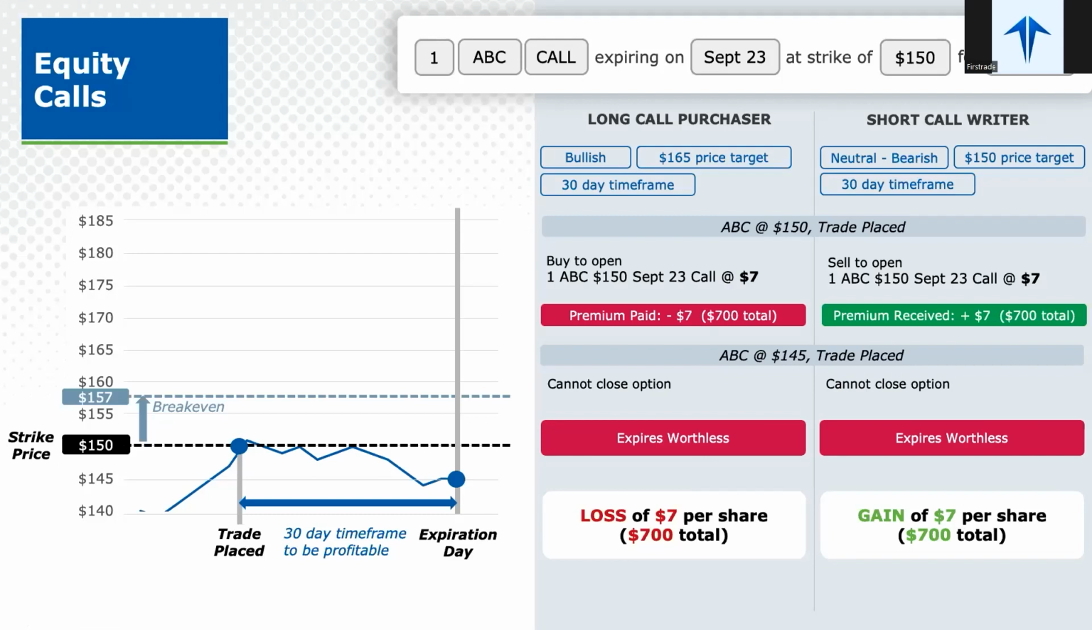It'd be pretty difficult to close the option because someone has to take the other side of it. So there may not be a bid available. But in this case, it would just expire worthless. The short call writer would have their full gain potential of $700 per share, but they also have a little more risk because they held it until expiration. But you can see how time value completely helped the short call writer, but their maximum gain still stays the same, which is the premium that's received.